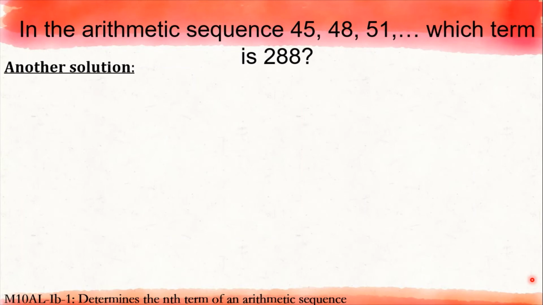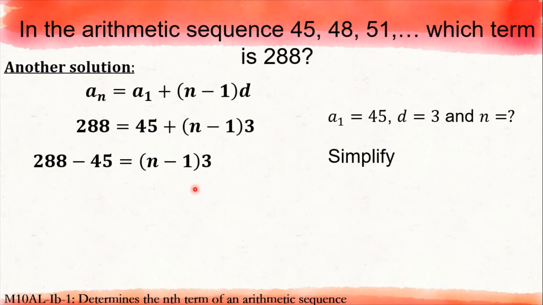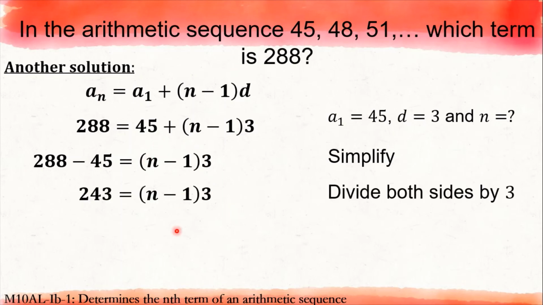Pwede rin natin siyang isolve this way. So, again, using the general term, identify natin yung given, a sub 1, d, at n. And then, substitute natin siya doon sa ating given general term. Now, to simplify, pwede tayong mula dito, we subtract 45 to both sides of the equation o kaya we use transposition. So, transpose natin yung 45 to the other side of the equation, maging minus 45 na siya. And then, may iwan si n minus 1 times 3 on one side. So, that becomes 243.